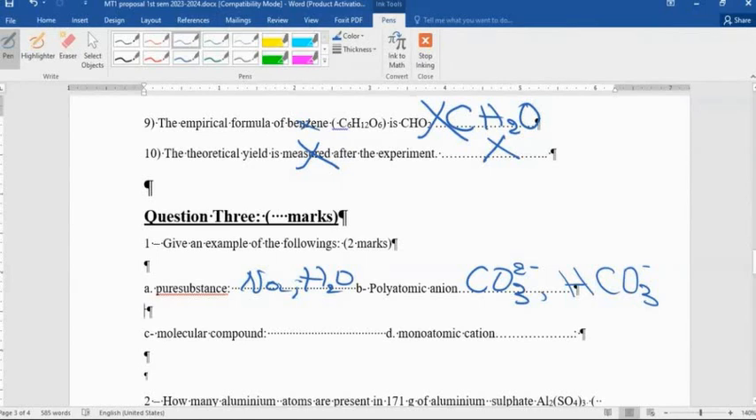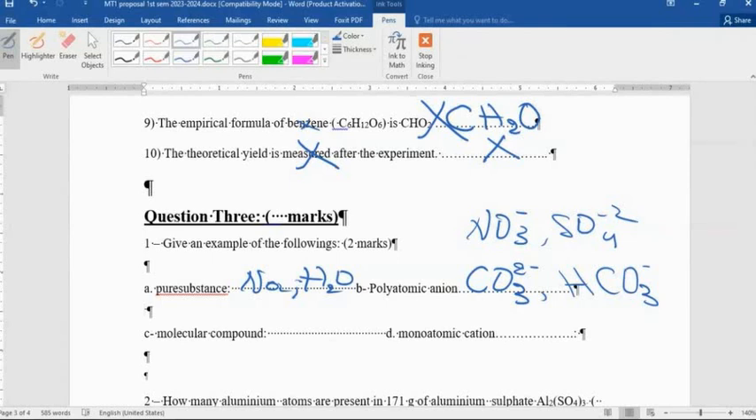Another example, nitrate, sulfate, phosphate, borate, all they should have what? ATE, and not IDE for the monoatomic anion. Here an example. NO3 minus 1, SO4 minus 2. You have plenty. You see, from the exam itself, you can find the answer.